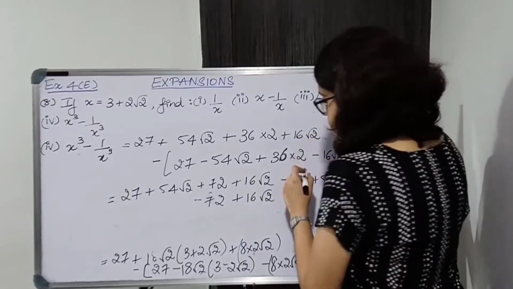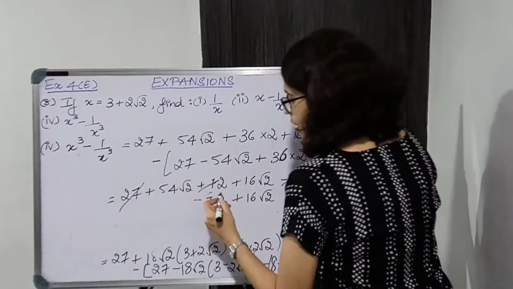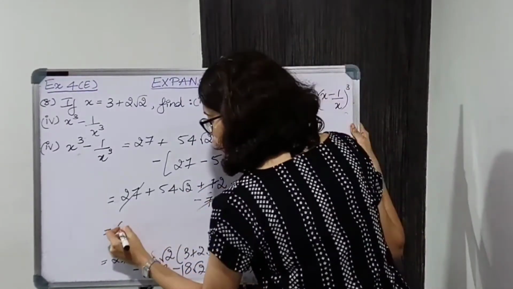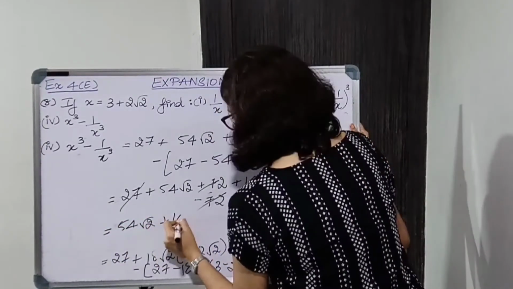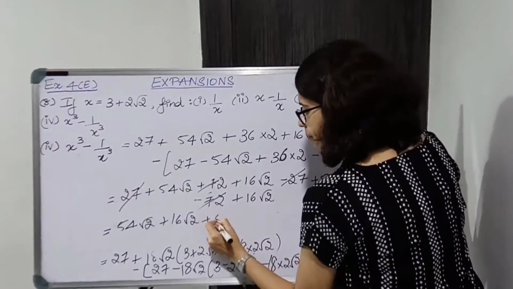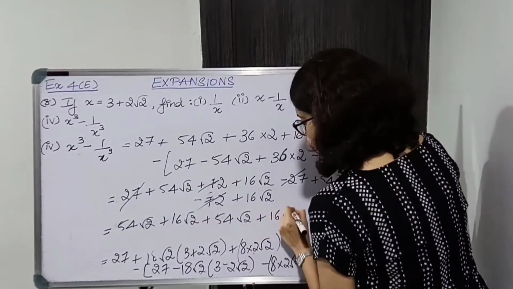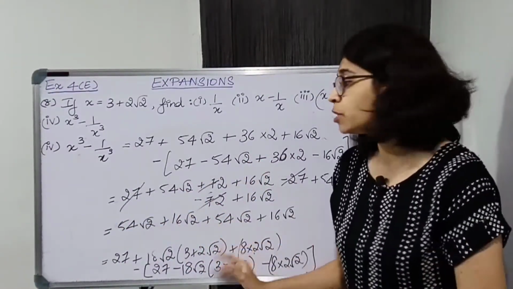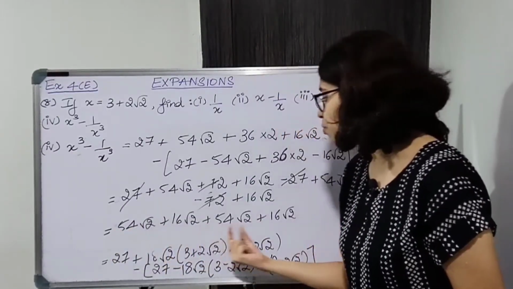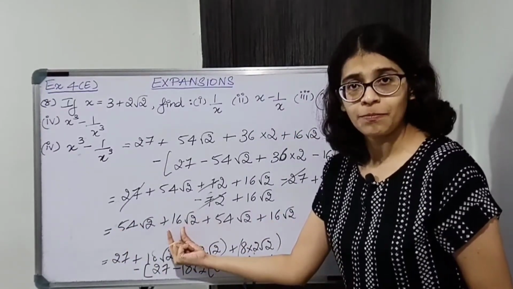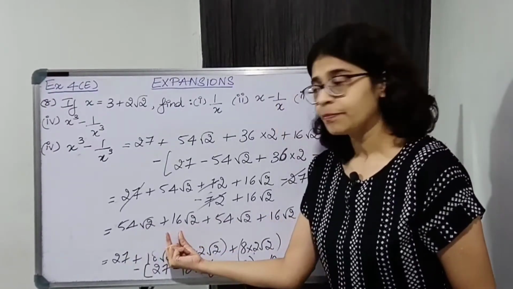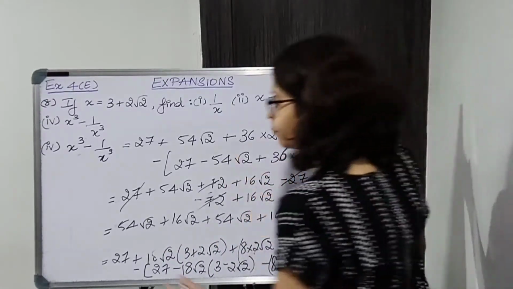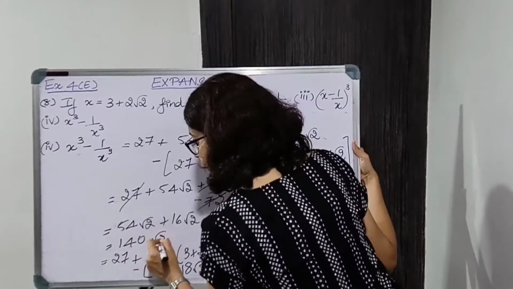So now 27 is getting cancelled. 72 is getting cancelled. We are left with 54 root 2 plus 16 root 2, again 54 root 2 plus 16 root 2. So we have square root 2 throughout. The number inside the root is same, the power of the root is same, so we can add the numbers outside the roots. So 54 plus 16 will give you 70. All right, and again 54 plus 16, that will give you 70. 70 plus 70 will give 140 root 2.